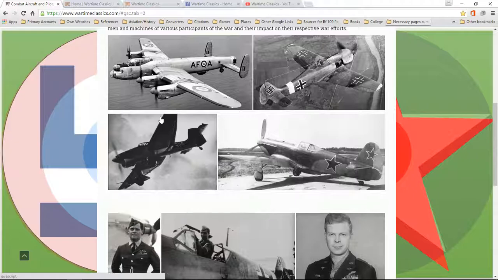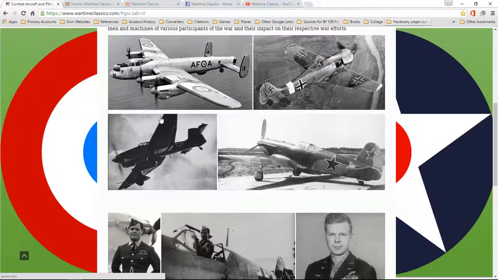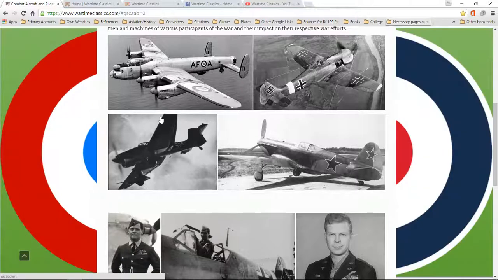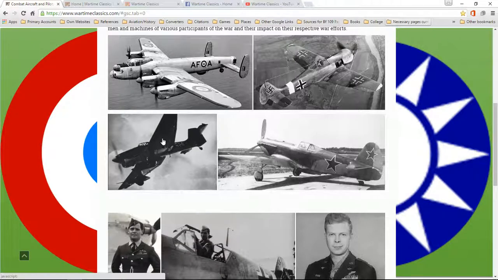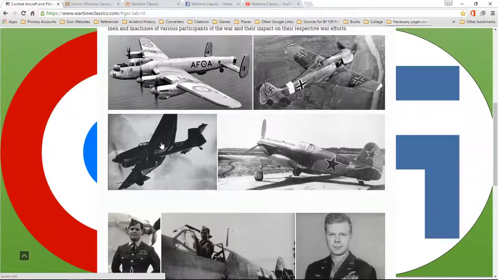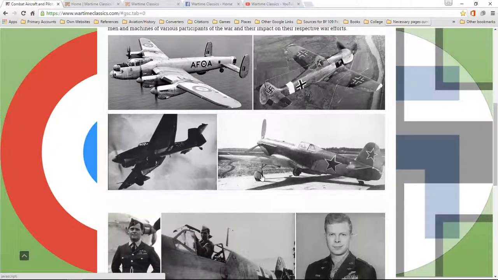I have two collages down here. The first one has aircraft. That is the British Avro Lancaster in the service of the Royal Canadian Air Force. The second one is the Focke-Wulf FW-190 of the German Air Force. The third one, also of the Germans, is the Junkers Ju-87. The fourth one is the Yakovlev Yak-1B.